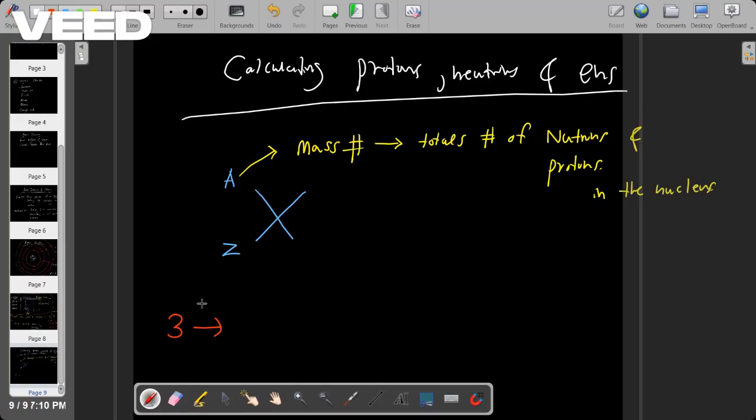How many protons and electrons are there? Not separately. What is the total number of protons and electrons? Send me in the group.